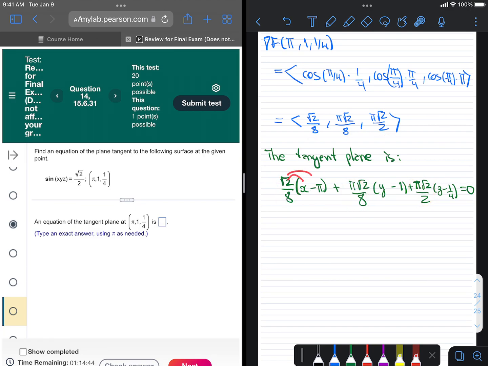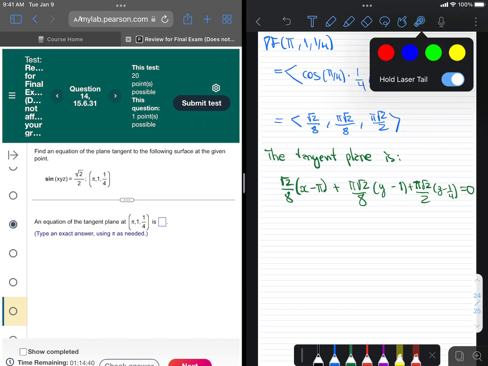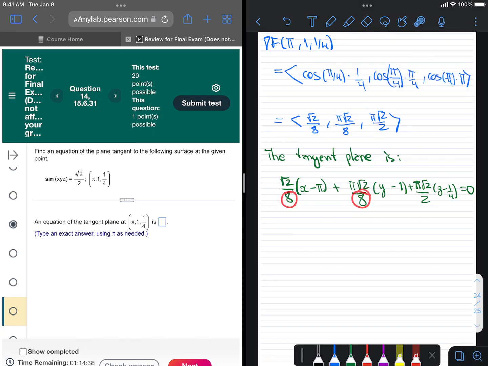You can expand on that to get a better result. Maybe multiply both sides by 8 would be a good idea to get rid of this 8 and this 8 and this 2. Maybe that'd be good. I think it'd be a good idea. Up to you to simplify the rest.